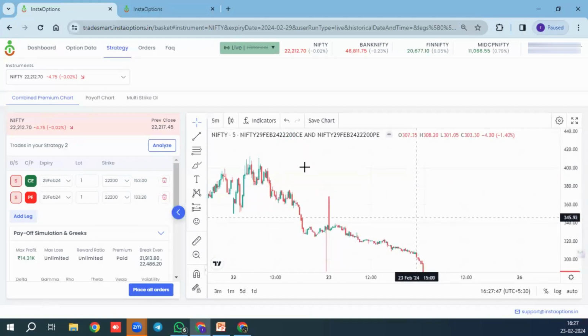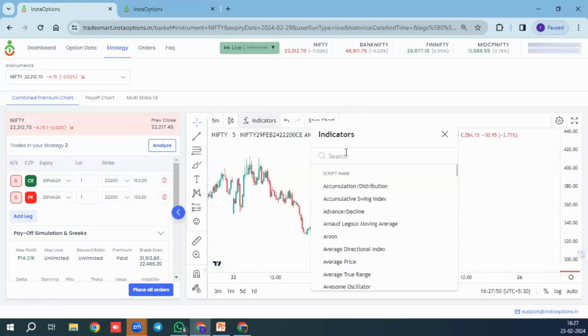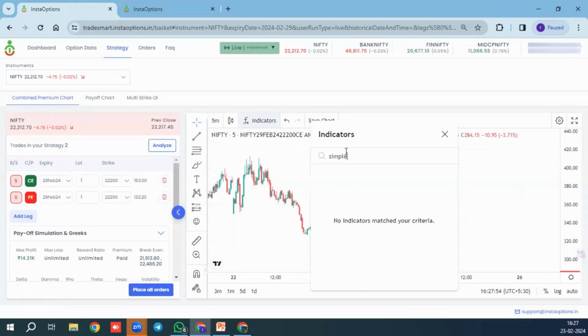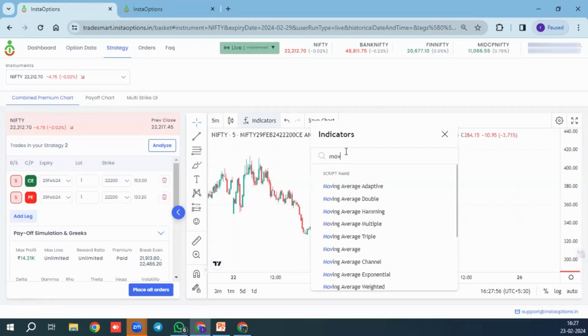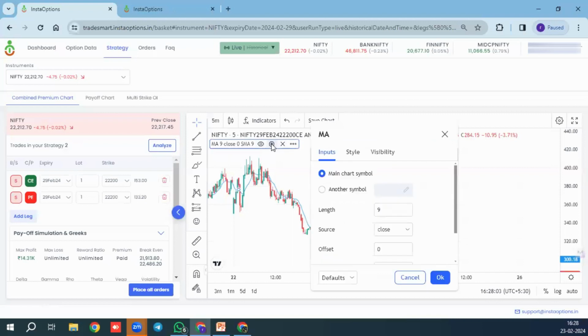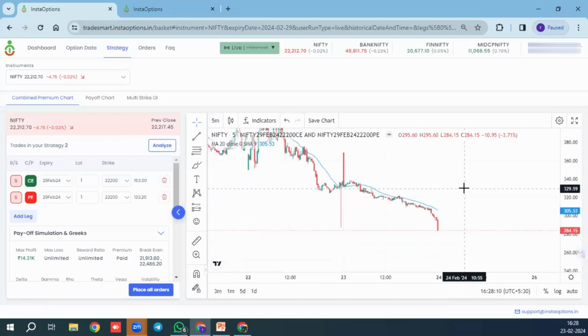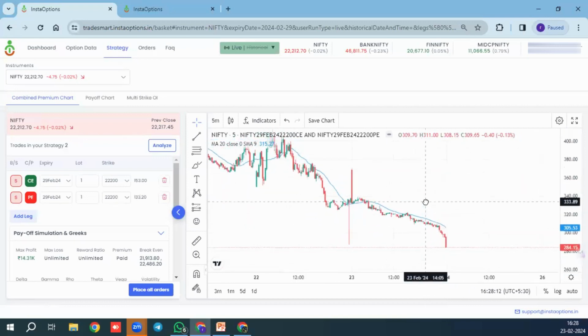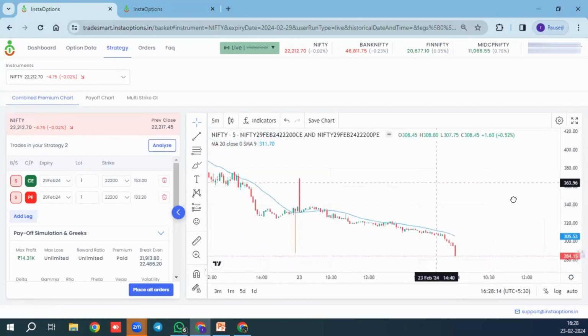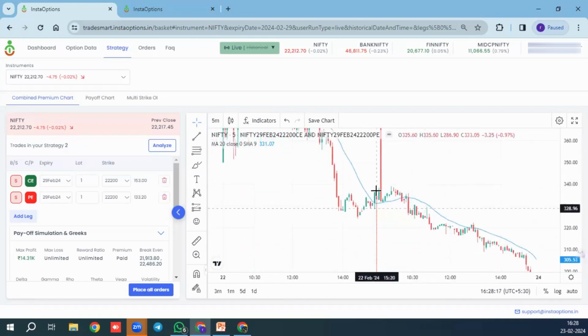Okay. And I will add one indicator, simple moving average. Moving average. Okay. And I'm going to change the default setting to 20.